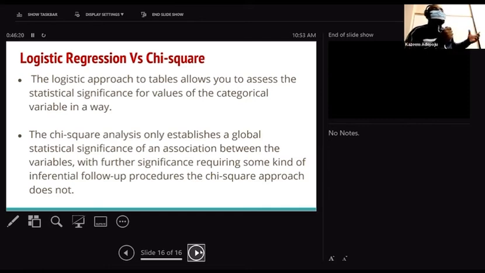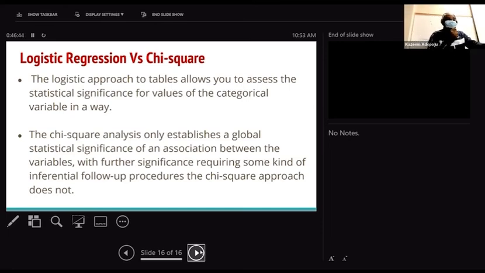The chi-square will only tell us whether the relationship that exists is significant. That is what the chi-square is going to tell us. But let me tell you this. When you compare the chi-square test of association with the logistic regression test of association, that of chi-square is highly recognized. I'm going to say this again.